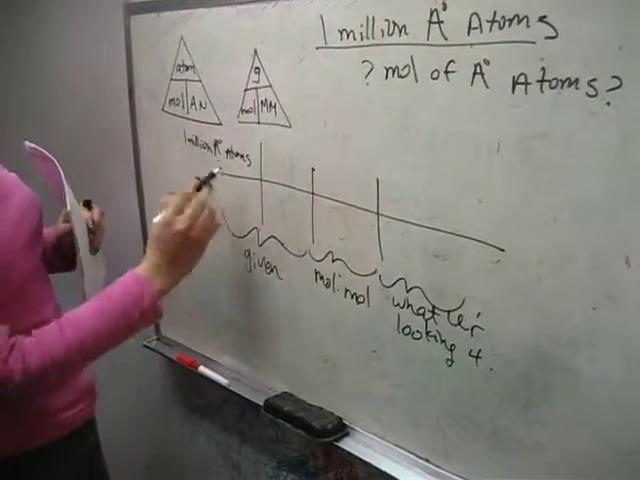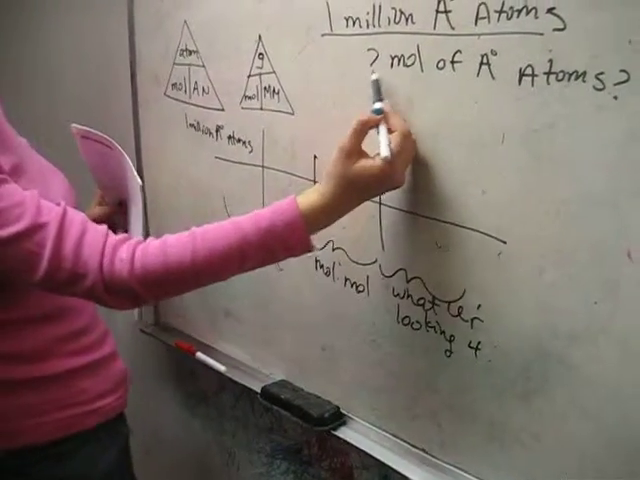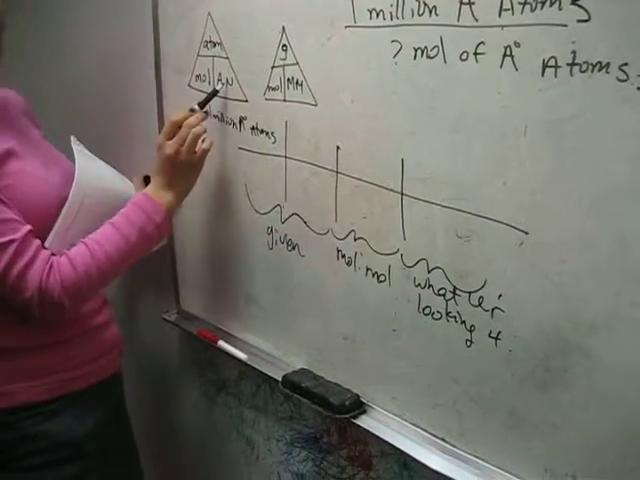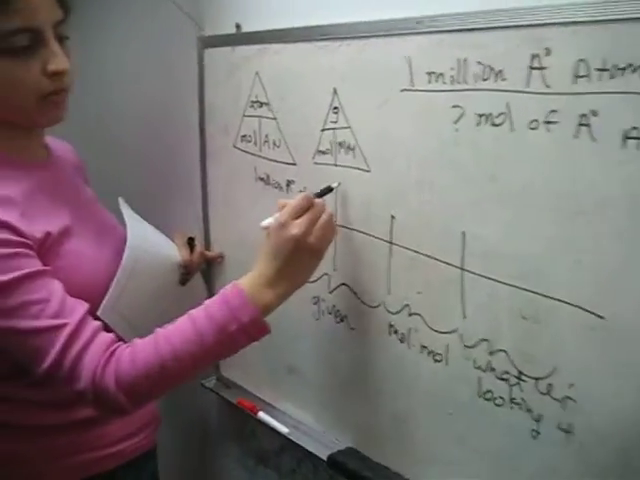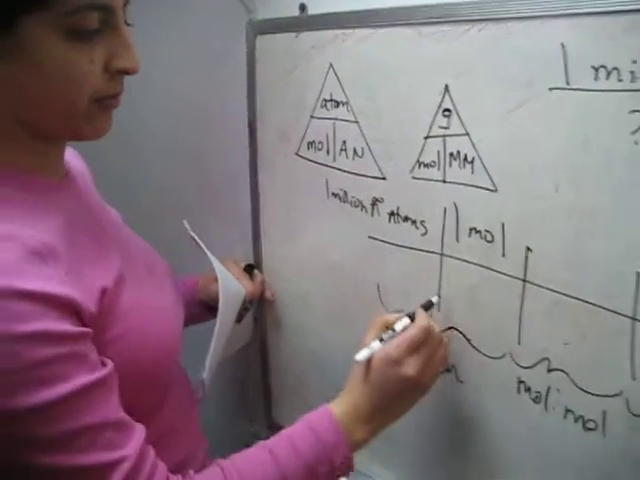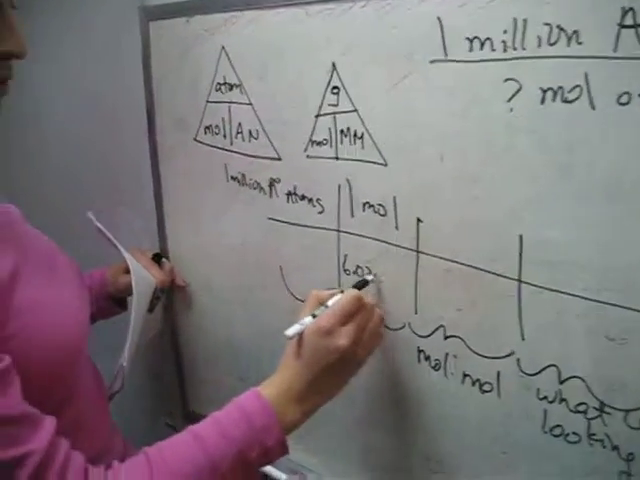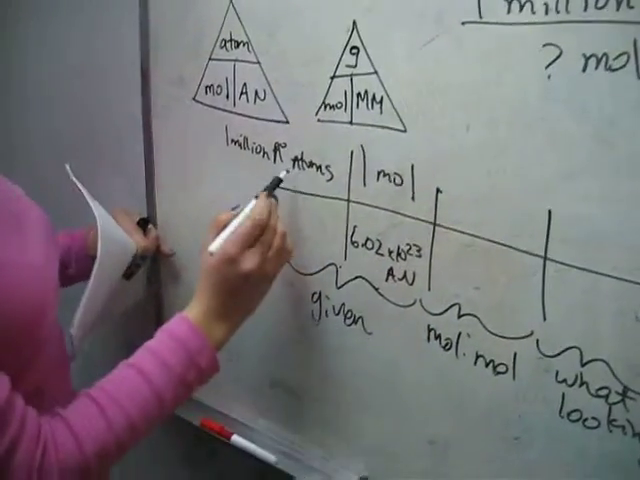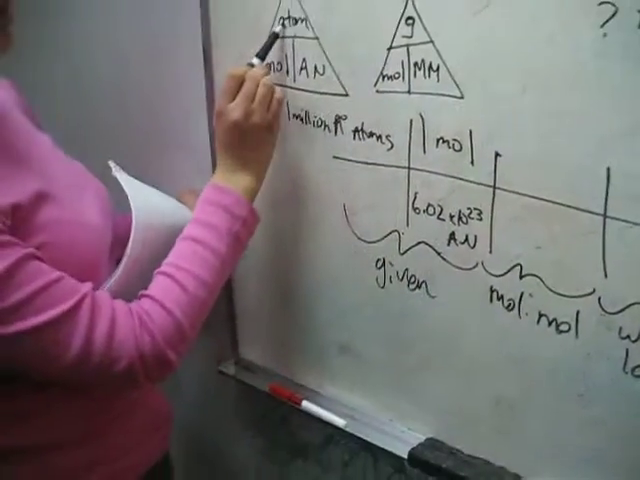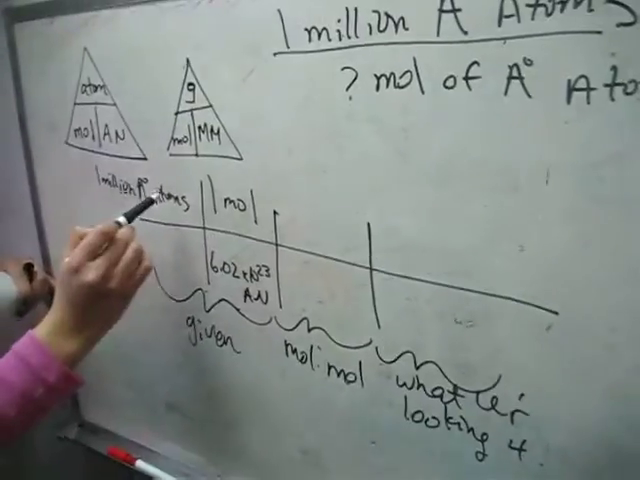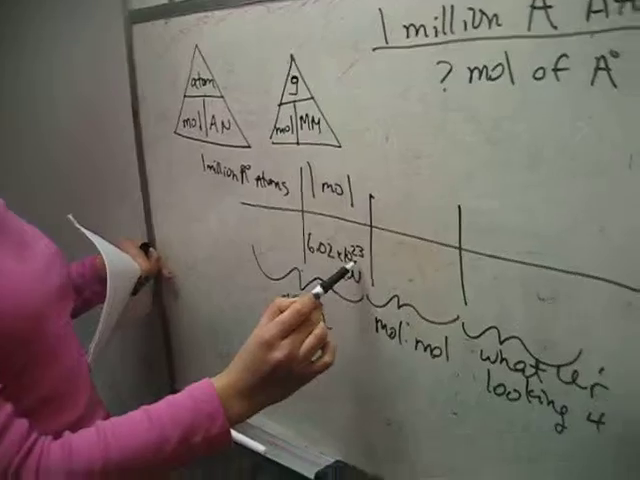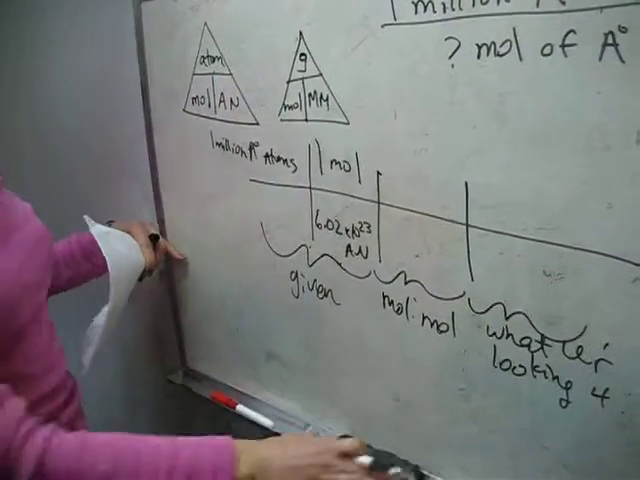And how do we go to, what are we looking for? Moles. How do we get to moles from atoms? Atoms divided by Avogadro's number gives you moles. This is Avogadro's number. See? Atoms divided by Avogadro's number gives you moles. So solve this. Do 1 million divided by 6.02 times 10 to the 23rd, and you'll get your answer.